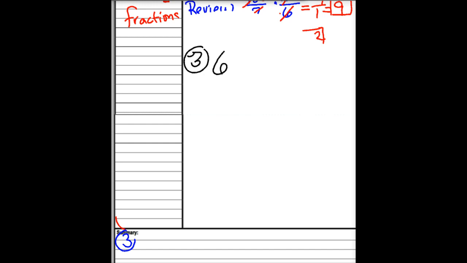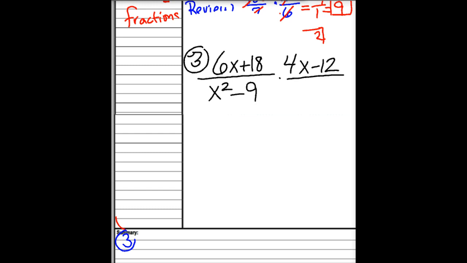6x plus 18 over x squared minus 9 times 4x minus 12 over 4x.